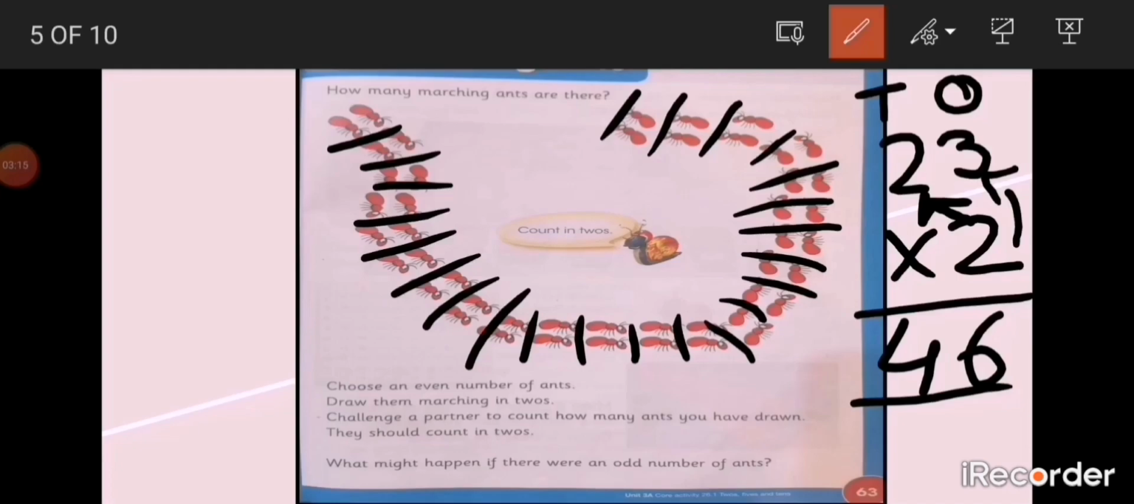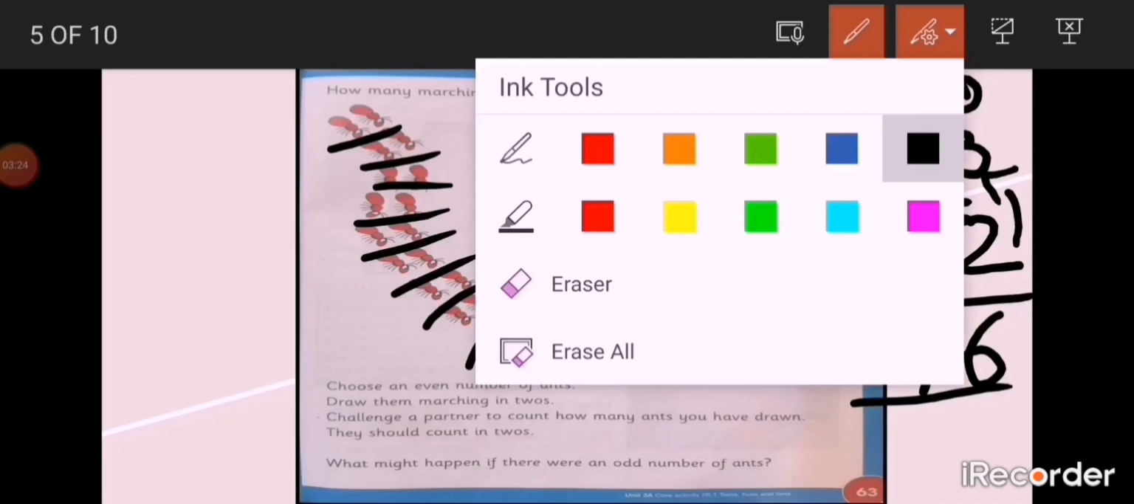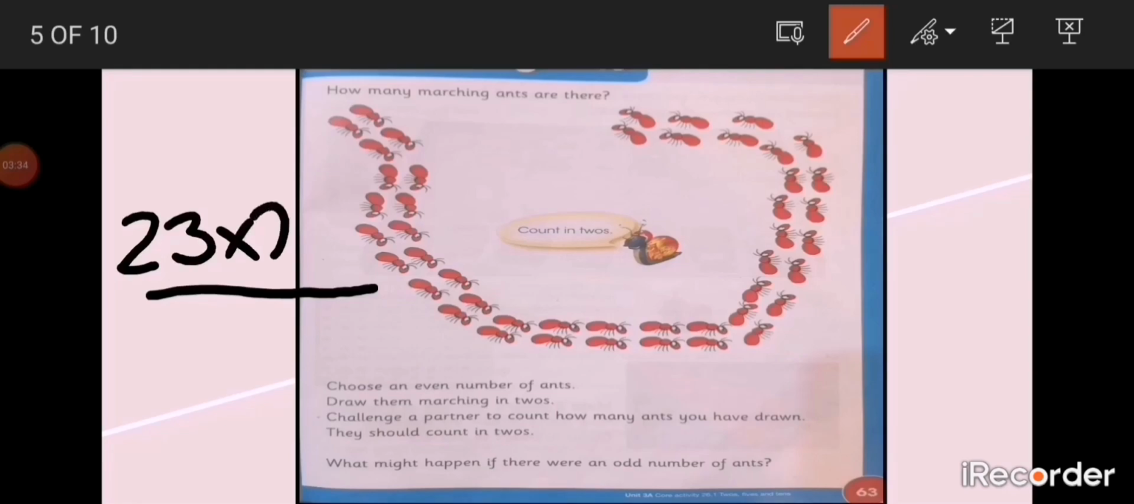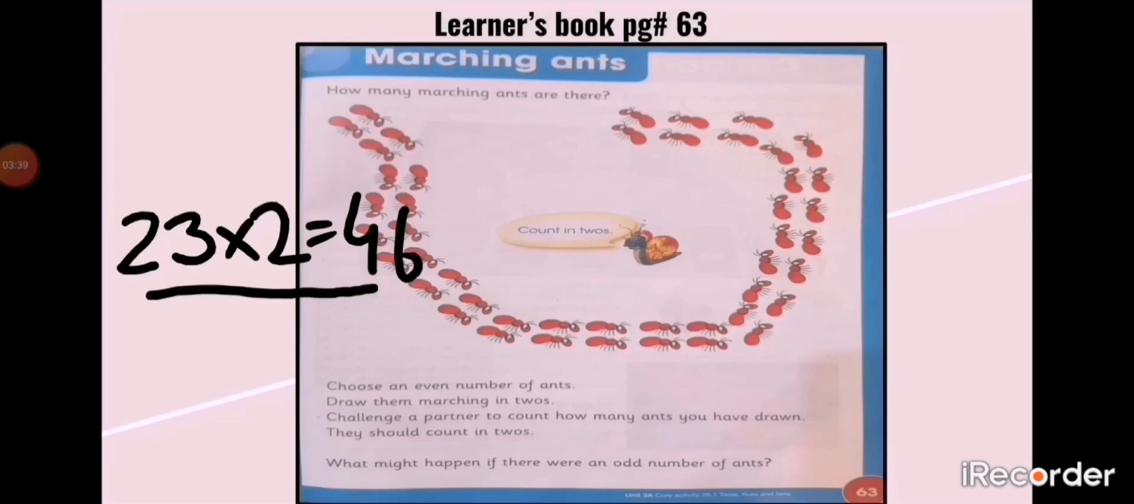So when we add the counts in twos, we get 46. And when we multiply the total pairs, that are 23, by 2, we get 46 again. So now what you will do, you will write a multiplication sentence at the side of your book page. 23 multiplied by 2 is equal to 46. You can write this multiplication sentence anywhere.